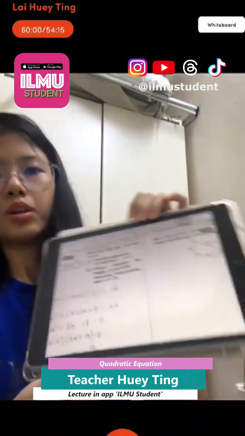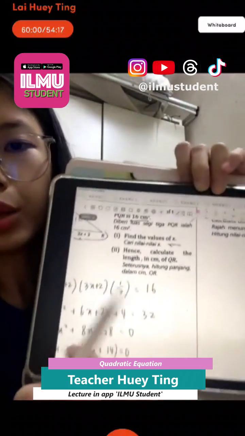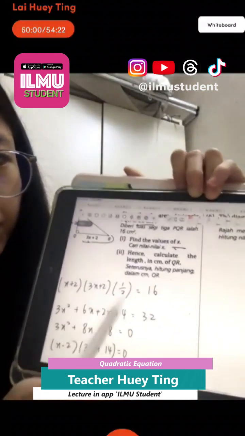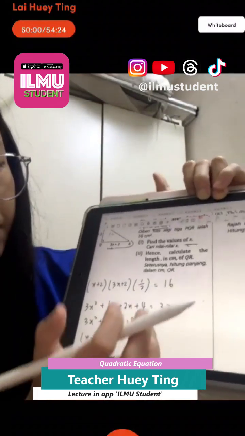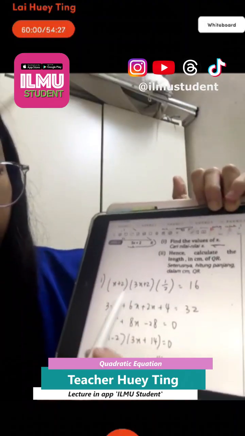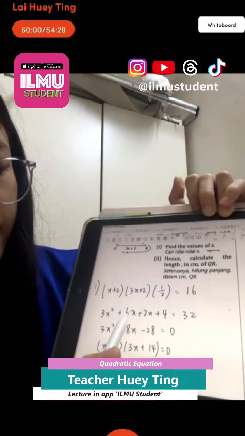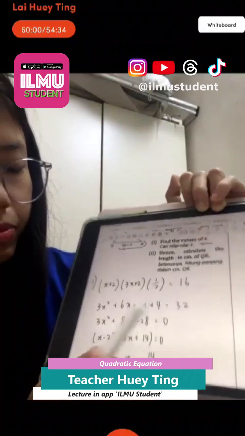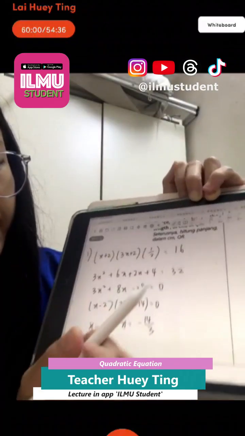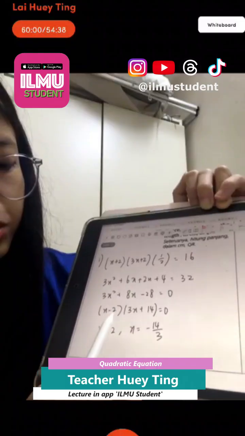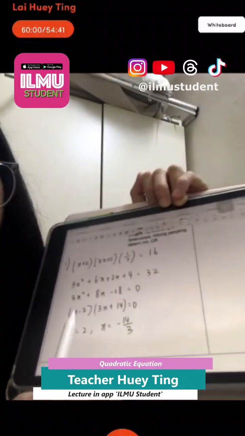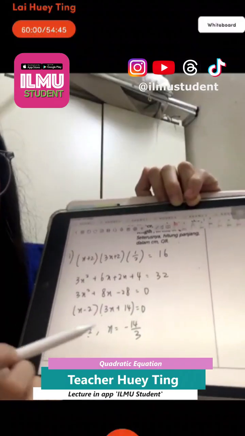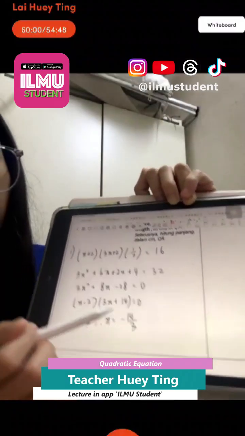Okay. So how can we get the value of x? So first, we use the formula, then we formulate this equation. After that, we expand the equation to 3x squared plus 6x plus 2x plus 4 equal to 32. And then we just simply factorize using the factorization method that I mentioned before. And then we press the calculator, we can get x equal to 2 and x equal to negative 14 over 3.